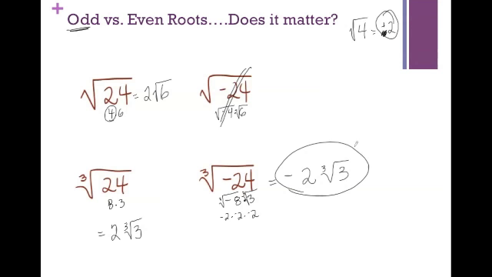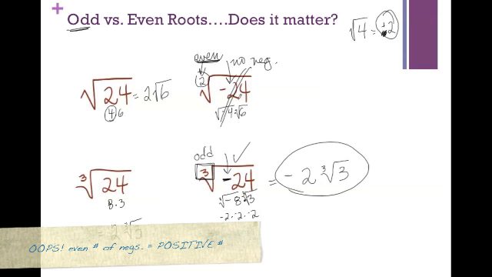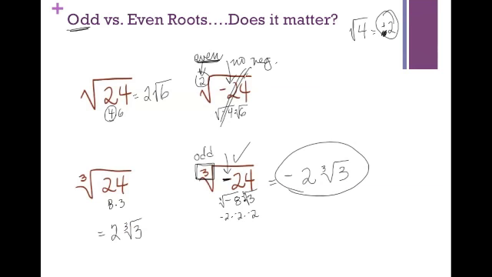So what I want you to learn from this is that when your root number is odd, you may have a negative. That's okay, because an odd number of negatives multiplied together gives you a negative. However, if the number is even, you can't have a negative, because an even number of negative numbers multiplied together gives you a positive. So without using imaginary numbers, you could not solve this. An odd root with a negative, good. Even root with a negative, no.